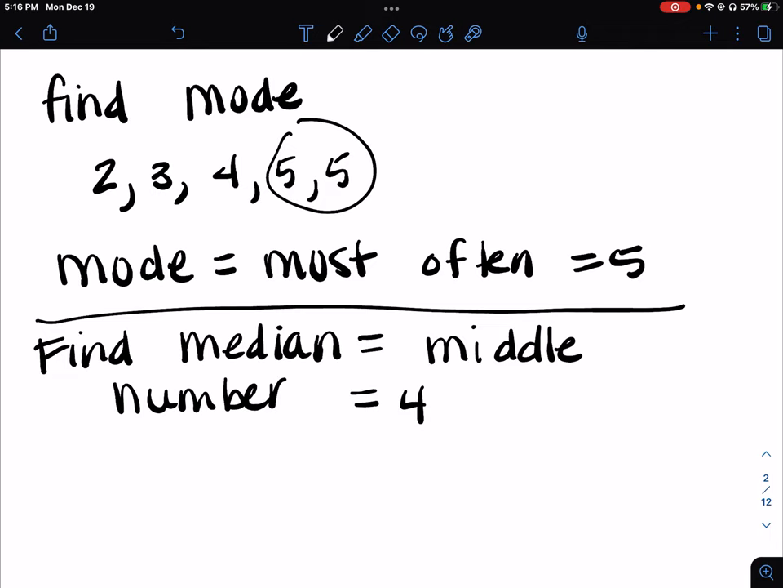The median is the number that's in the middle. So that 5 would be the median. Think of the median of a highway.